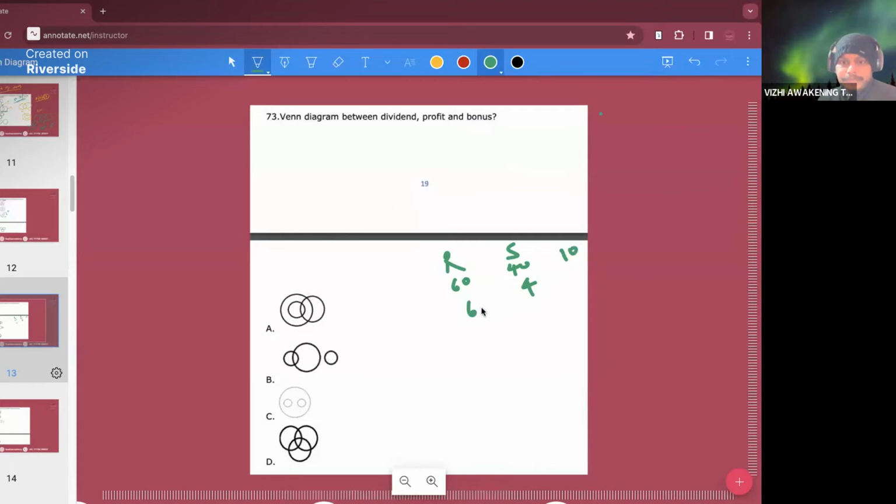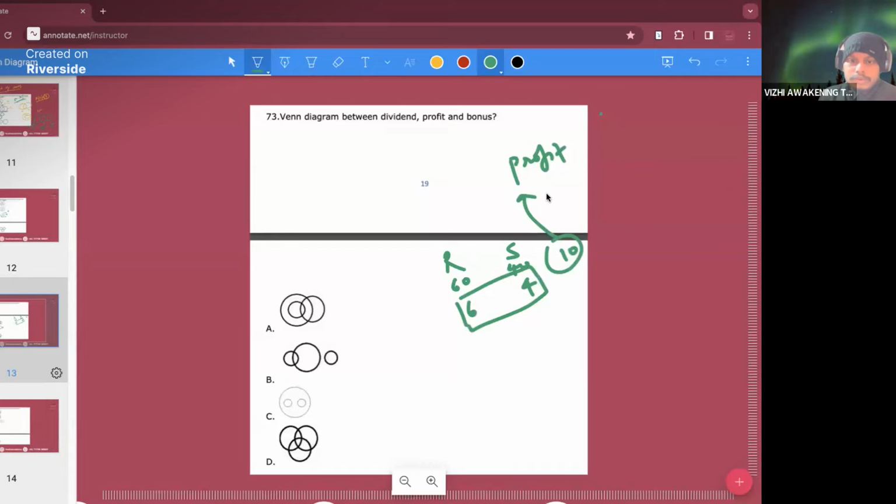Dividend is a part of profit. This is the profit, and the dividend is here. Obviously, the dividend will be inside the profit. So with this logic, B and D we can chuck out. Right. And now the bonus.